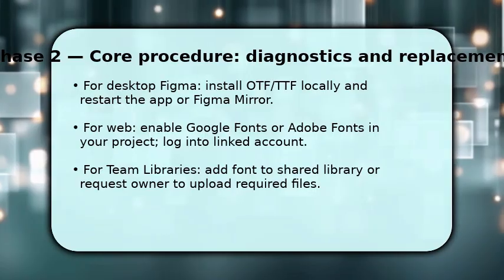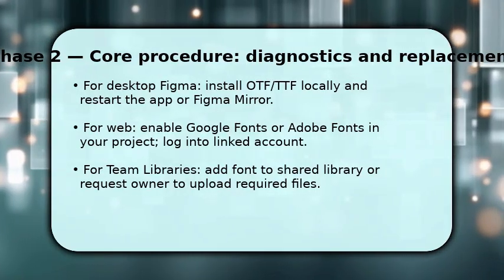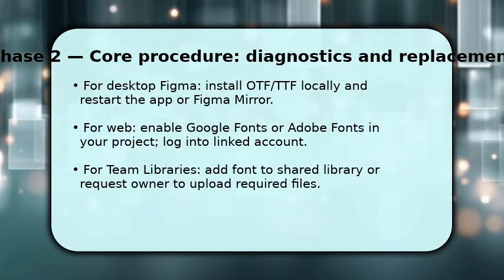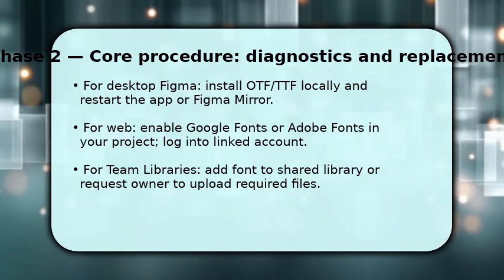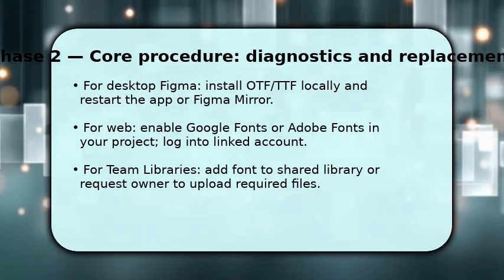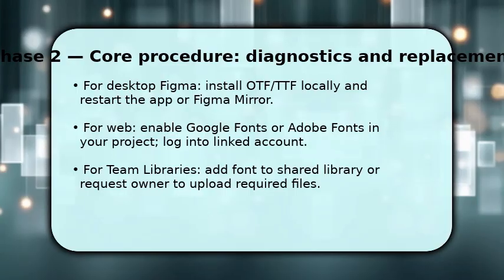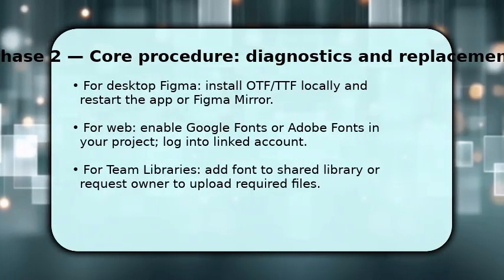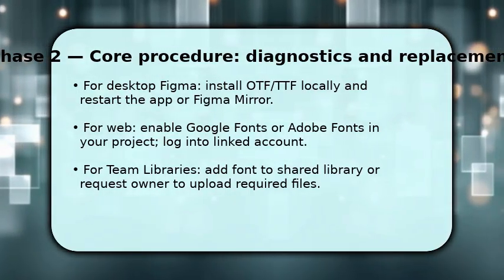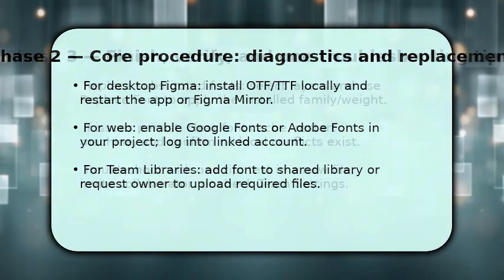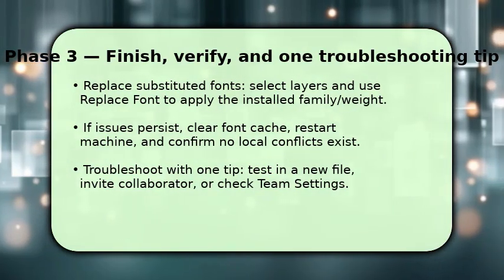If you use the browser, activate the font in Google Fonts or Adobe Fonts and sign into the matching account so Figma can access it. For team libraries, add the font to the team's shared assets or ask the library owner to upload the correct files. Finish by resolving any remaining substitutions and verifying layout integrity.